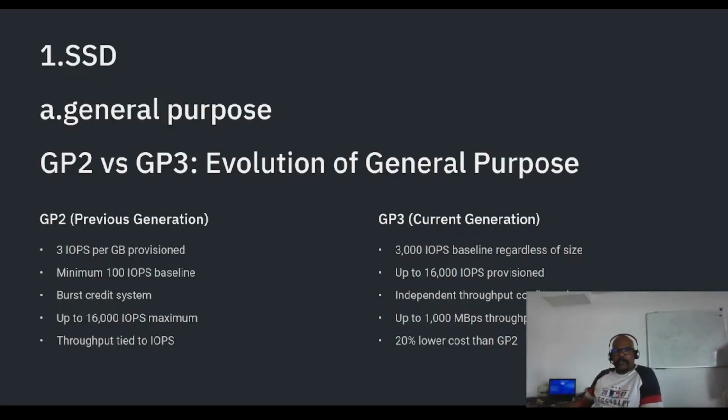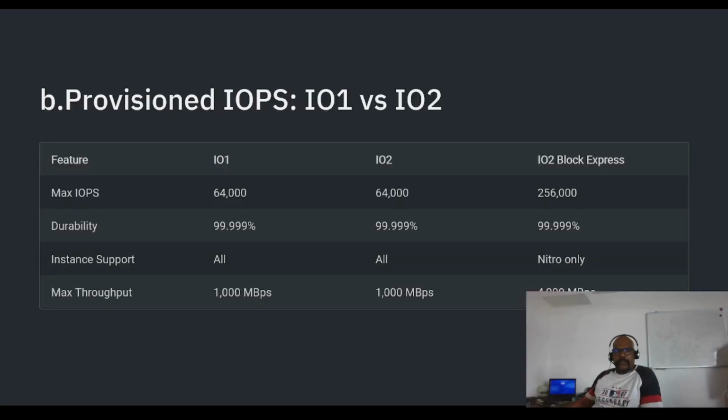Next one is GP3. Here the IOPS baseline is 3000, and it supports up to 16,000 input output per second. The throughput achieved is up to 1000 megabits per second. Its cost is 20% lower than GP2.